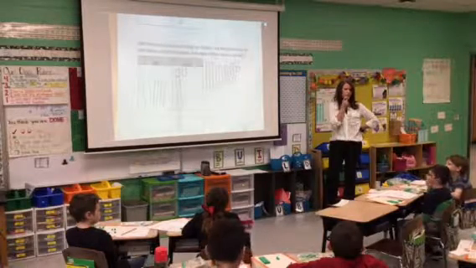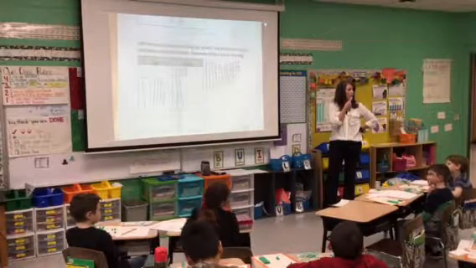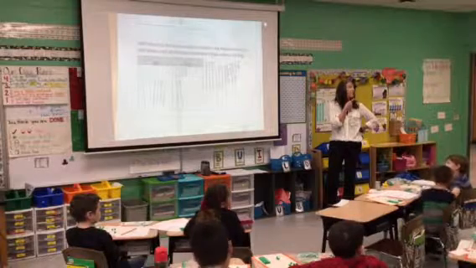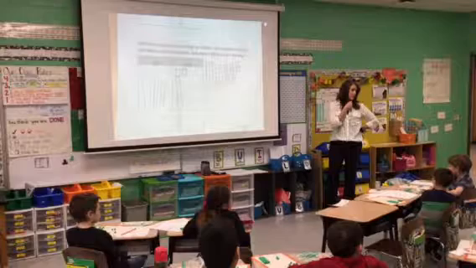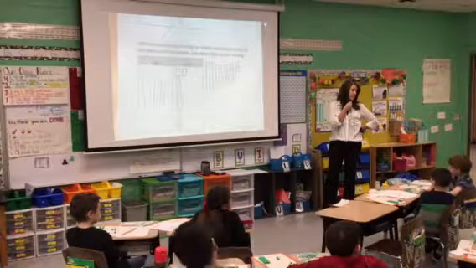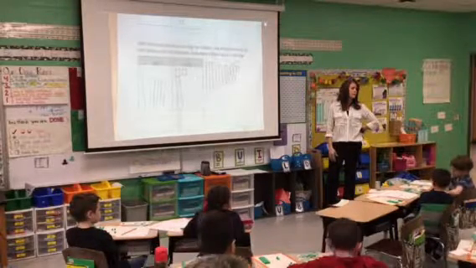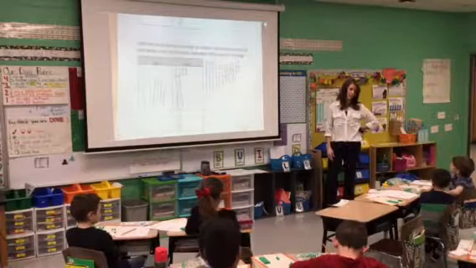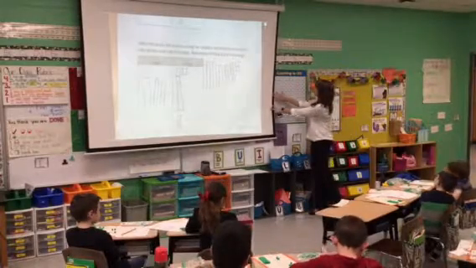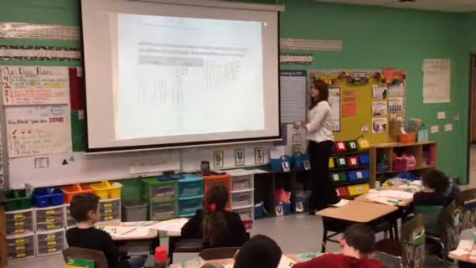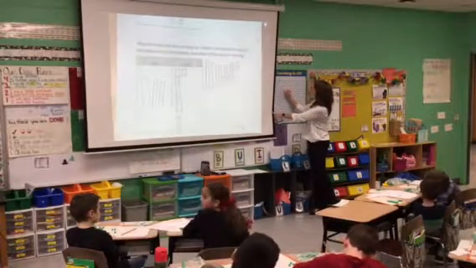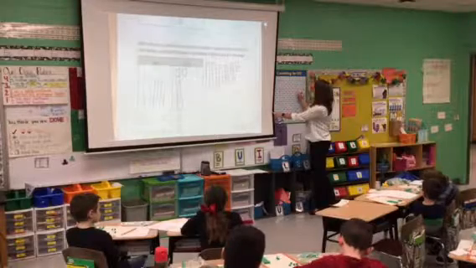Y'all, why would she start with 33 if she's going to count on? Why would she start with 33? Yeah, we have to count up 33 steps. That's a lot of steps, right? So Caitlin's saying, if we look at this chart up here, he could start at 33. Can I write on this? He could start at 33, and he could add, and he would be at 38.